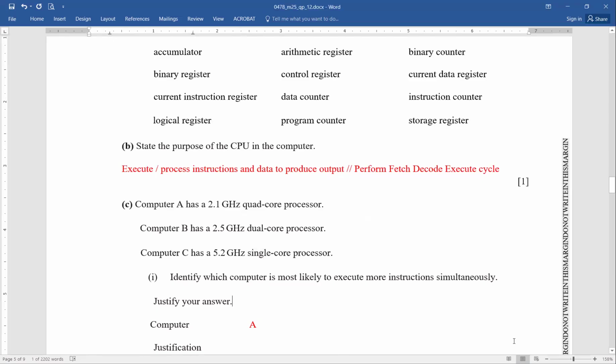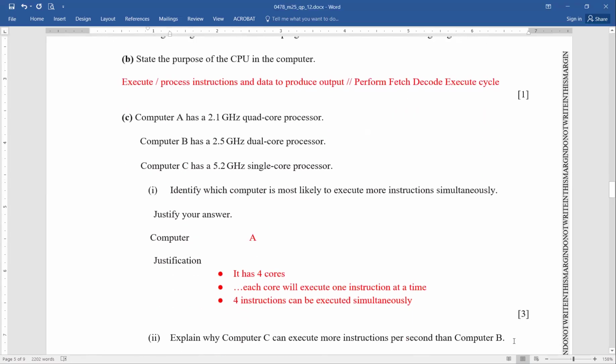And now they're expecting us to justify our answer. By the way, three computers, A, B and C, are given to me. So 1 mark will be for identifying the computer. That is, we have identified computer A because it is a quad core. And then I have to justify my answer. Since it has a quad core, it means it has 4 cores, and each core will execute 1 instruction at a time. So 4 instructions will be executed at the same time.